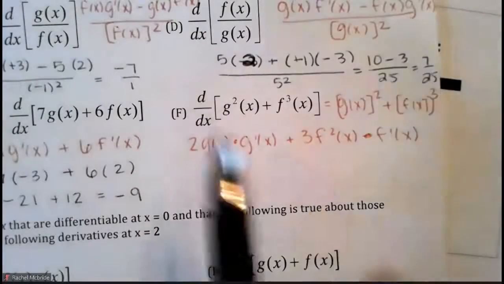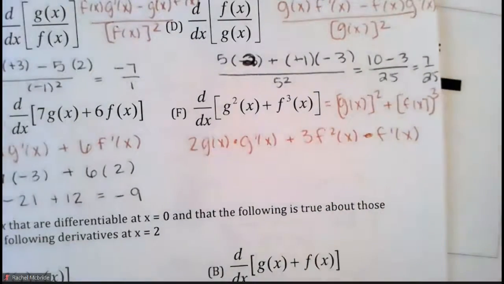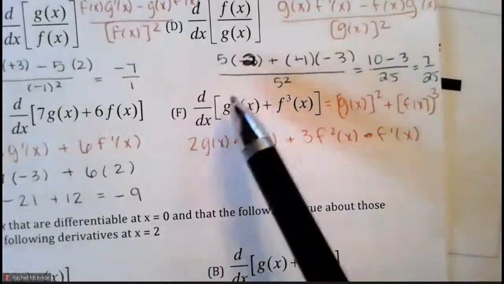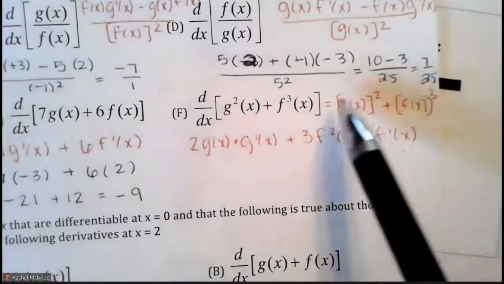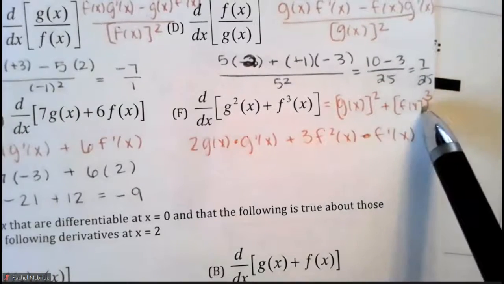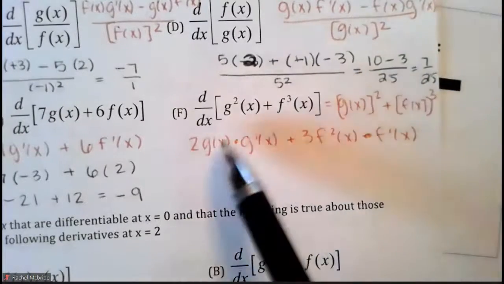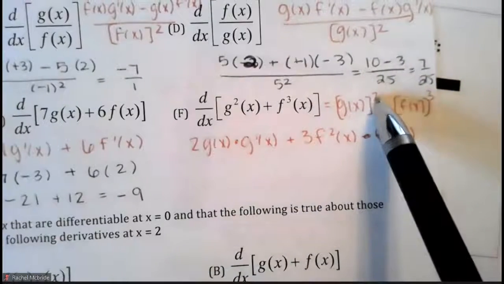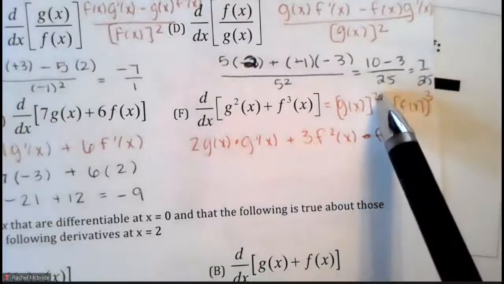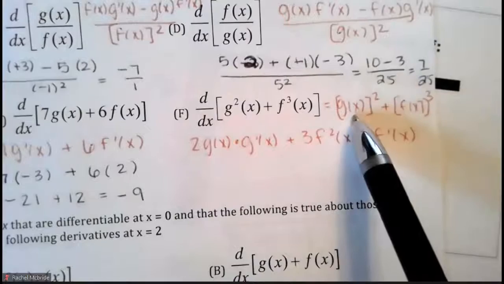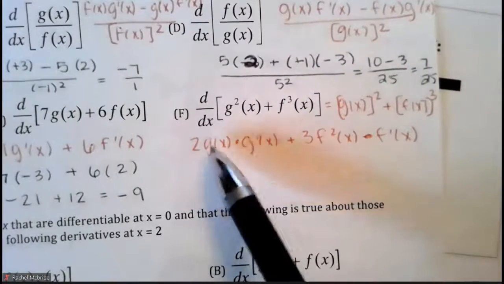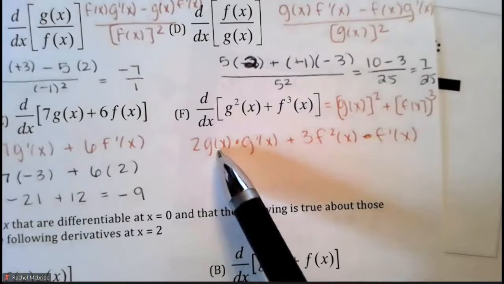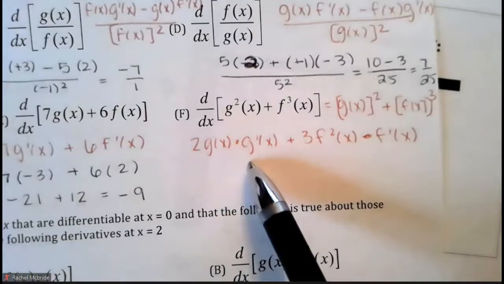And then over here, letter F. Letter F is a little trickier. So that's like saying the function squared. So I rewrote it as g of x squared plus f of x cubed. And then you take your derivative. So this is a chain rule where it is a power with a function in the middle. So it's derivative of the outside of the power, function on the inside stays, times derivative of the function.